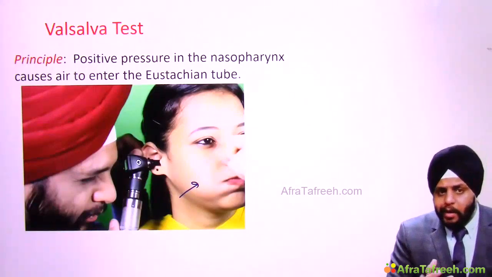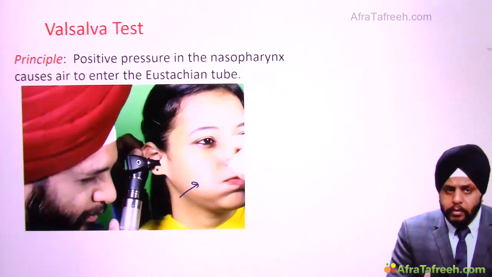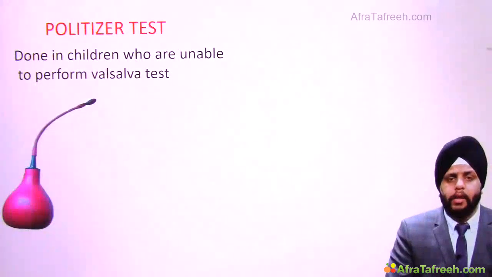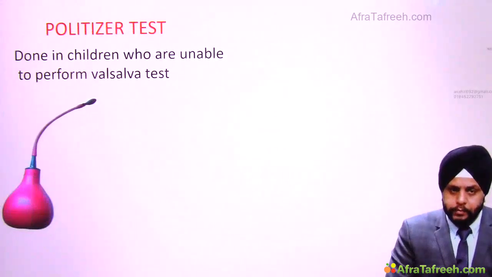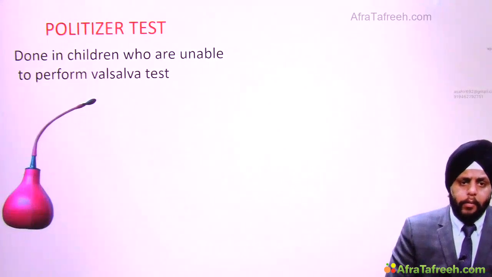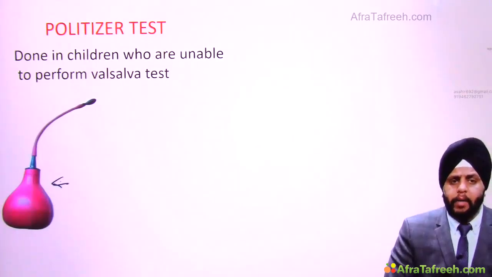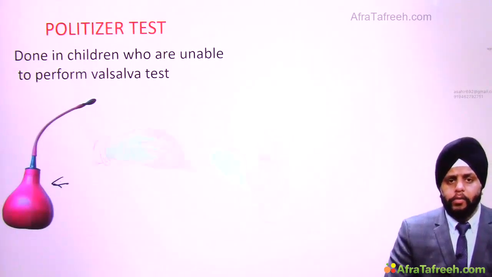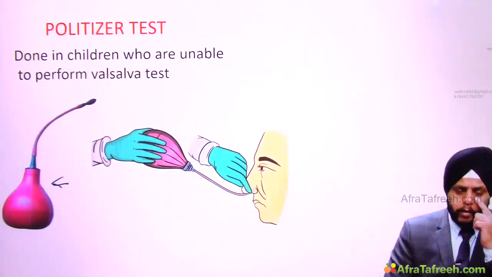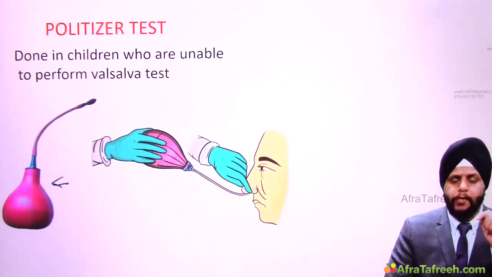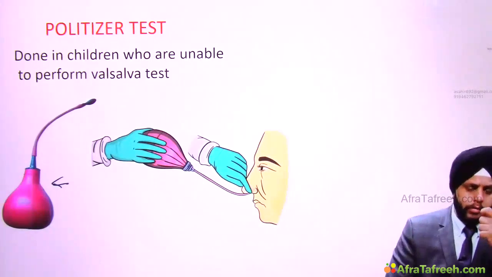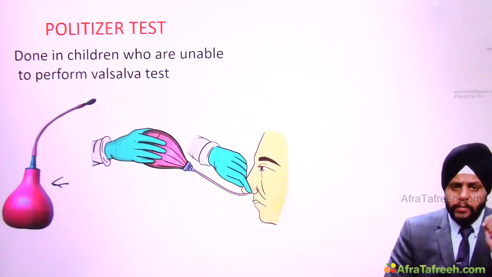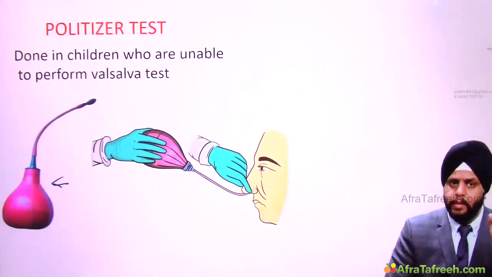Now children are not able to do the Valsalva test. So what can we do in them? In them we can do the Politzer test. So what is this Politzer test? The Politzer test uses a Politzer bag. You can put the tip of this bag in one of the nostrils, close the nose, ask the child to keep the mouth closed, and then press the bag.